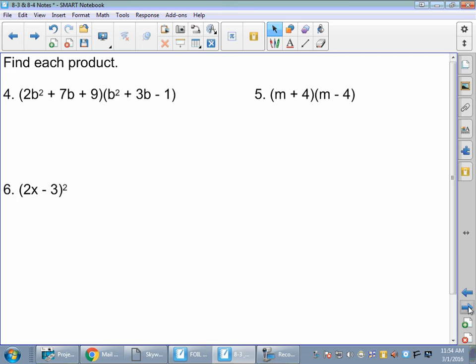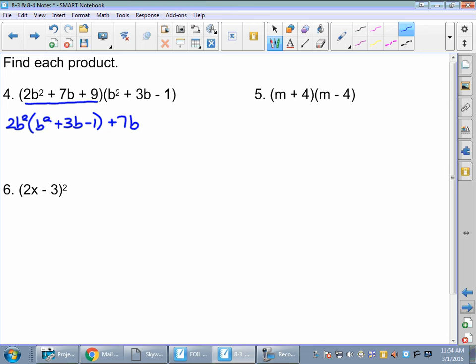It's really important to take your time with these so that you don't mess up. And so again, it really doesn't matter which one you split up. I'm just going to stick with the first term. So I'm going to split up the first trinomial and multiply through the second. So I'm going to have a 2b squared on the outside of b squared plus 3b minus 1. I'm going to put a positive 7b. Include that plus sign so that you know you're adding that, rather than it's a negative 7. B squared plus 3b minus 1. And then plus 9 times the quantity b squared plus 3b minus 1.